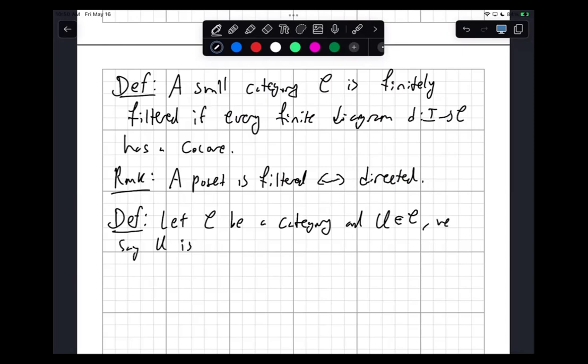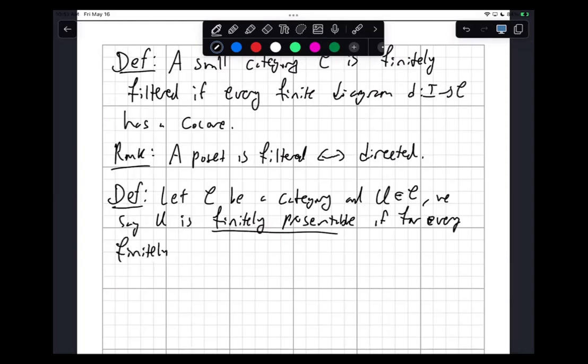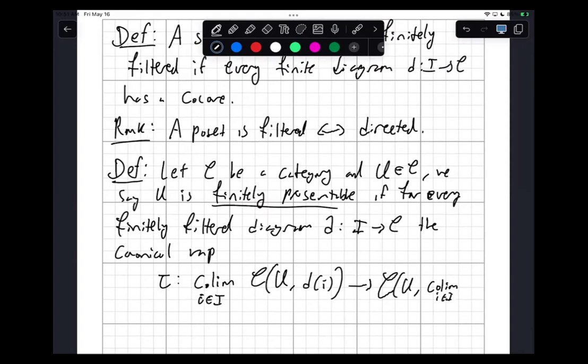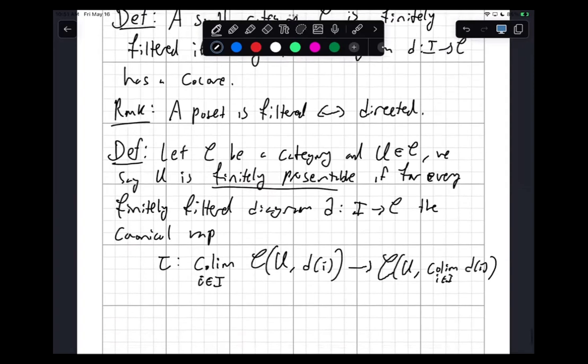We say U is finitely presentable if for every finitely filtered diagram, the canonical map tau from the colimit of the maps into some D_i, and the map from U to the colimit, is an isomorphism.